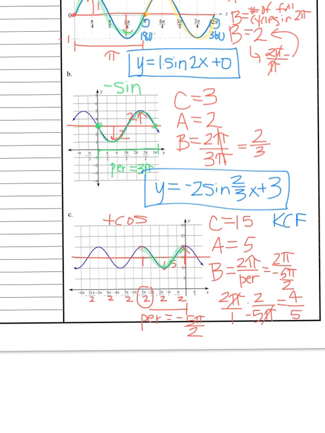Okay, so we can actually ignore this negative because we are talking about distance, or how long that period is. So it's just a positive 4/5. So when we write our equation out, we've got y equals, again, it's a positive cosine, so it's a positive 5 cosine of our b value, 4/5 x, plus our midline of 15. Okay, one more example.